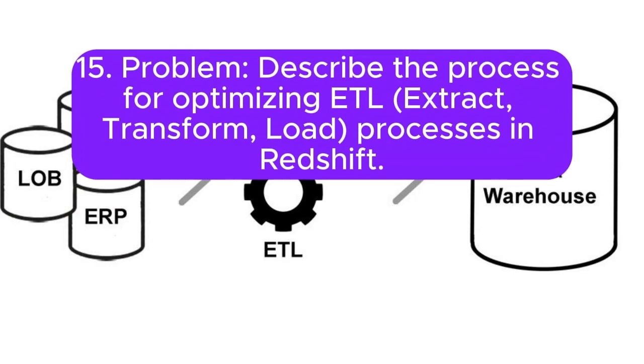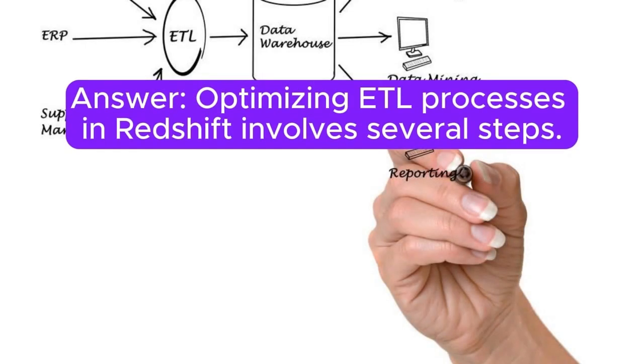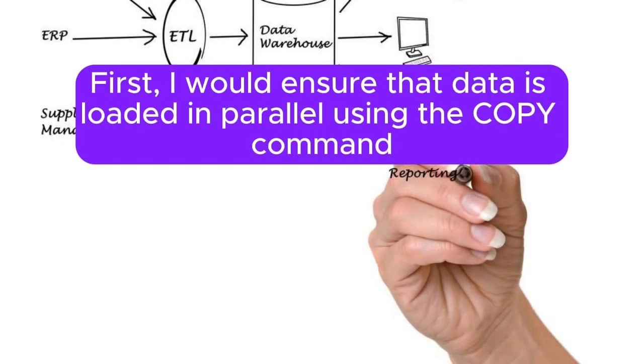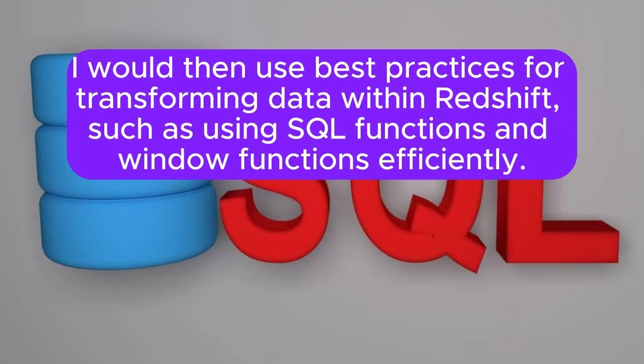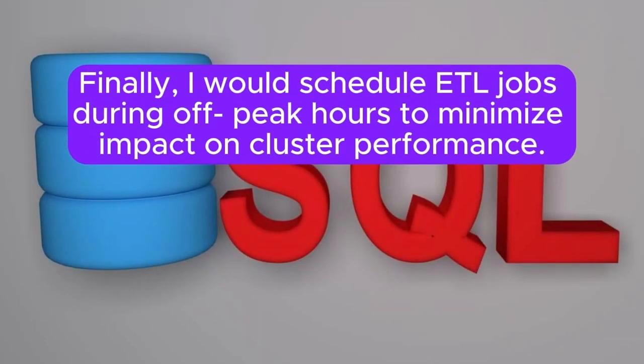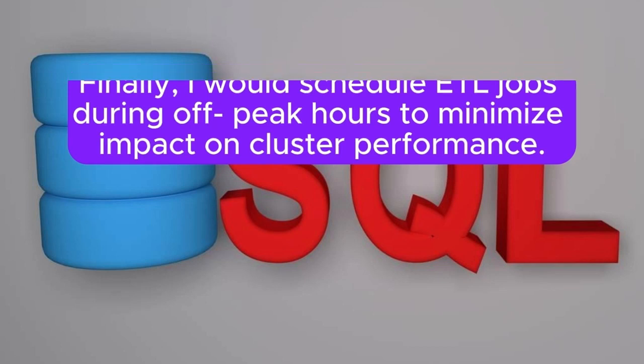15. Problem. Describe the process for optimizing ETL (extract, transform, load) processes in Redshift. Answer. Optimizing ETL processes in Redshift involves several steps. First, I would ensure that data is loaded in parallel using the COPY command, and that compression is applied to reduce storage and improve performance. I would then use best practices for transforming data within Redshift, such as using SQL functions and window functions efficiently. Finally, I would schedule ETL jobs during off-peak hours to minimize impact on cluster performance.